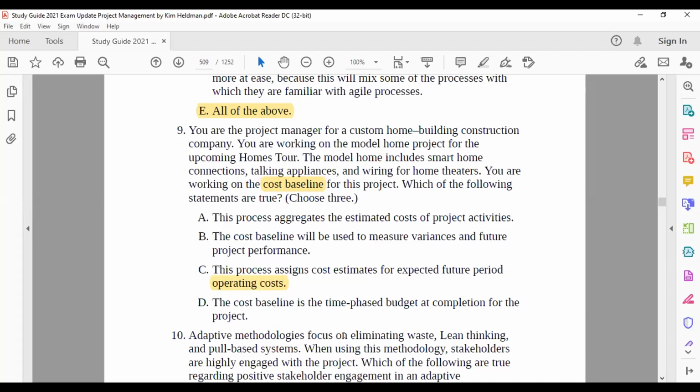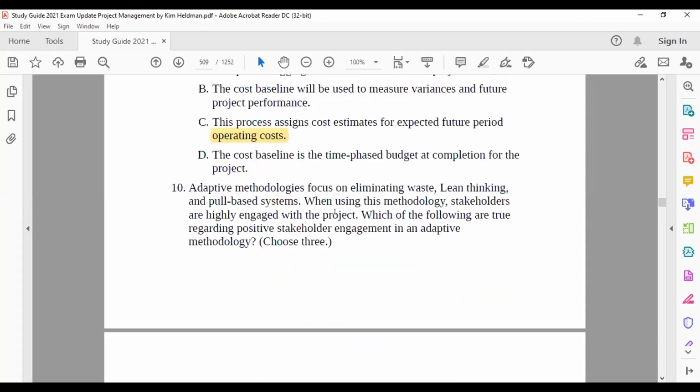So C is the wrong answer. It means A, B, and D should be the right answer. Let's read D anyway. Cost baseline is time phase budget at completion for the project. Exactly. So C was wrong. A, B, and D are the correct answers. Great, perfect. Let's go next.